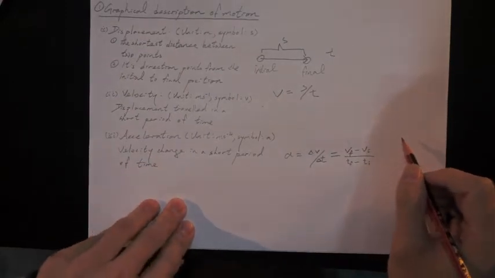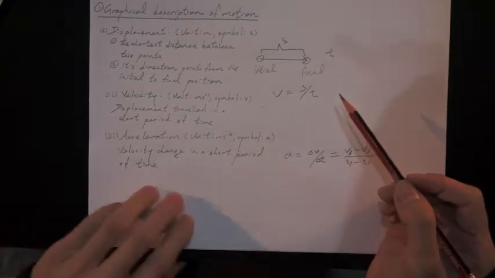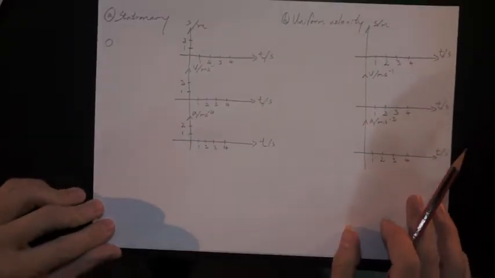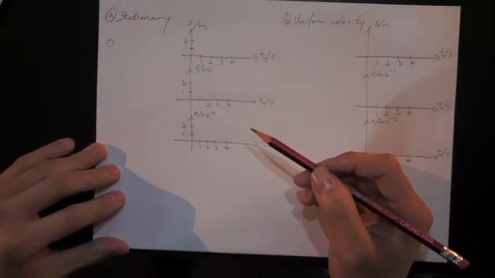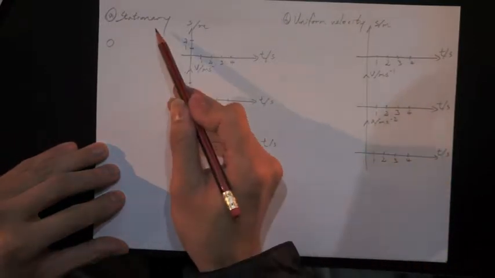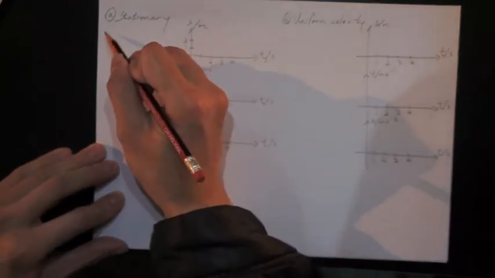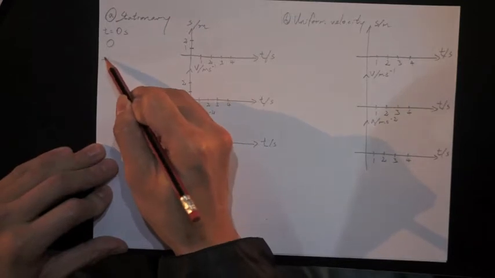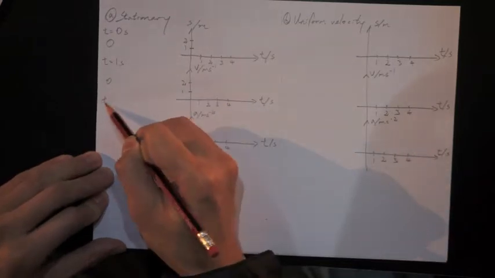So after defining the symbols of these physical quantities, we want to describe the motion by these physical quantities on graphs. First, we would like to introduce several cases. For the first case, it describes an object that is stationary. That means for time equal to 0, the position is here, and at time equal to the first second, its position hasn't changed.